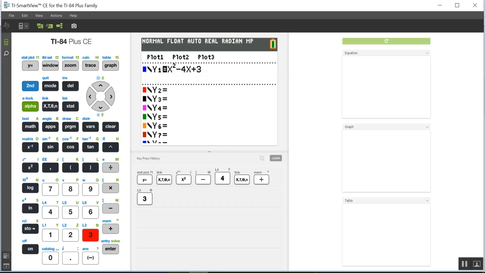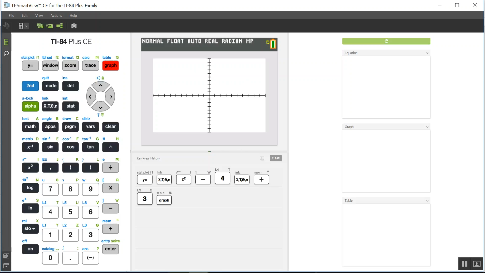One thing you should be aware of is there's a difference between the negative, which is down here beneath the 3, and the minus, which is over here on the right-hand side. So just make sure you're making it a minus 4x. And now to graph this, I'm going to hit this top right gray button that says graph. And it'll take a minute here, and it draws my graph.